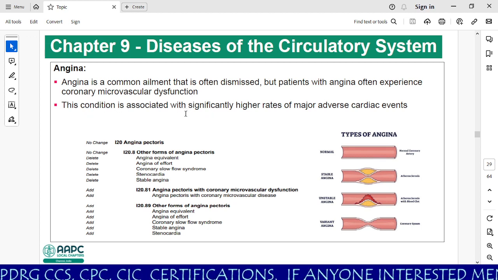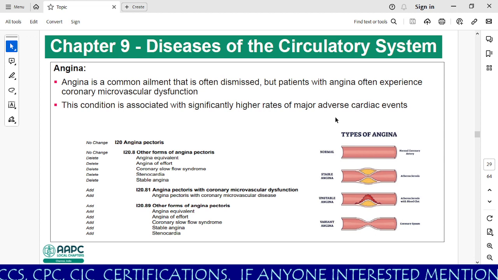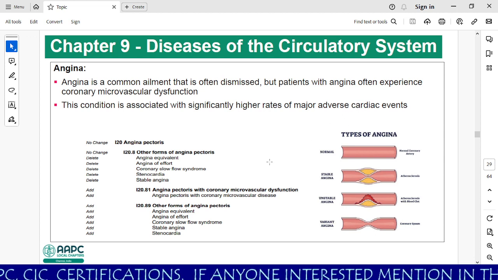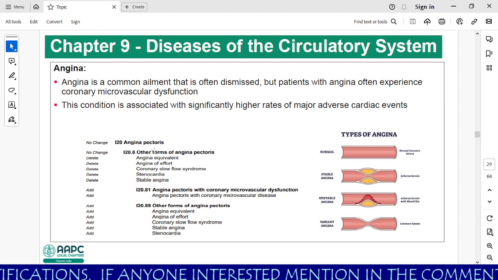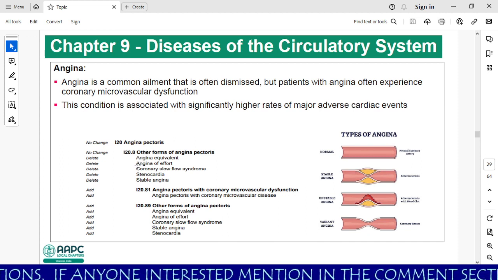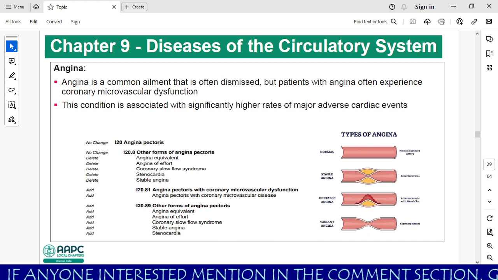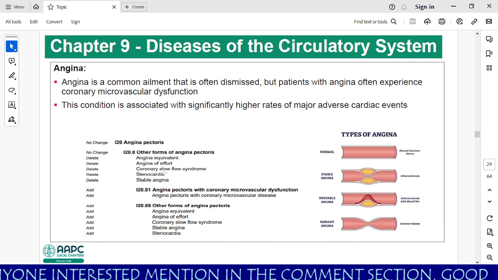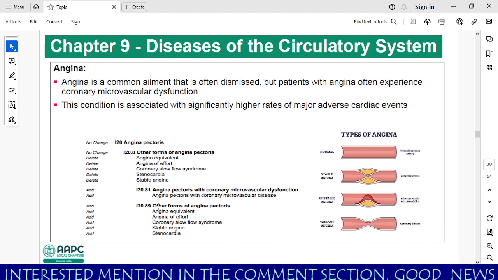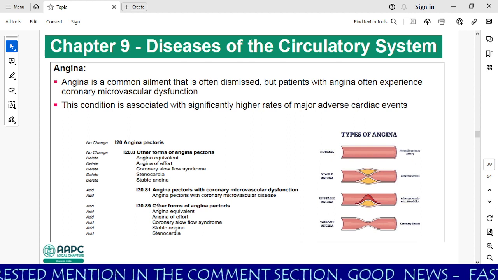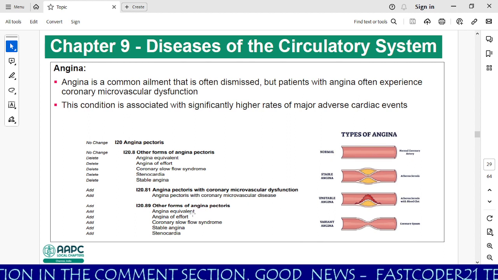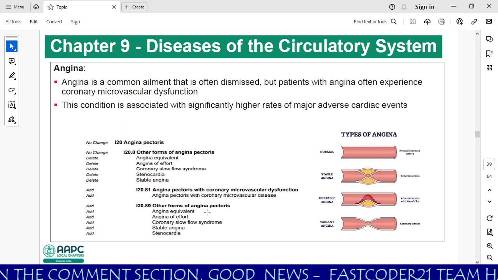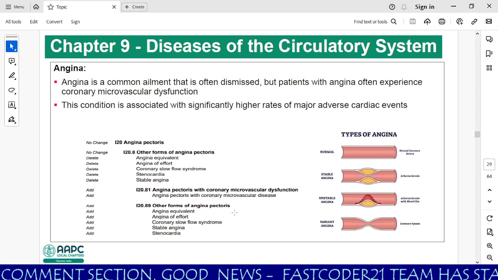This condition is associated with significantly higher rates of major adverse cardiac events. So here previously we have I20 category angina pectoris. Now they have added a few codes here. Angina equivalent, angina of effort, all these are deleted and they have added new subcategory I20.81 angina pectoris with coronary macrovascular dysfunction and I20.89 other forms of angina pectoris.